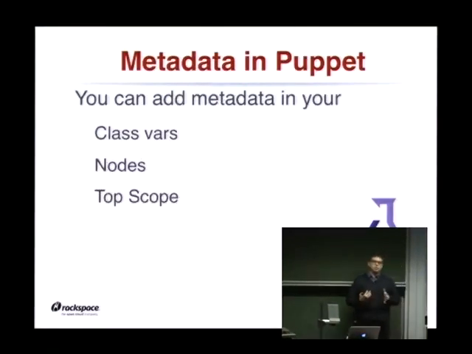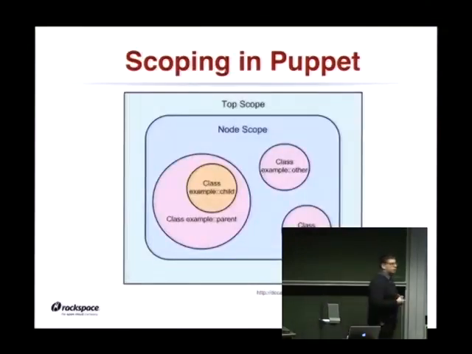So, where can you add metadata in Puppet? You can add it in your classes, you can add it in your nodes, or you can add it in the top scope of your Puppet installation if you have a Puppet master. Variables and metadata in general in Puppet are very tricky, because as I said, the scoping in Puppet has been changing with time. So what we all used to do is put all our metadata in the node definition. You define dollar server type equals web server, and you were happy with that. But that's now a bad thing to do, because scoping in Puppet gets very complex.